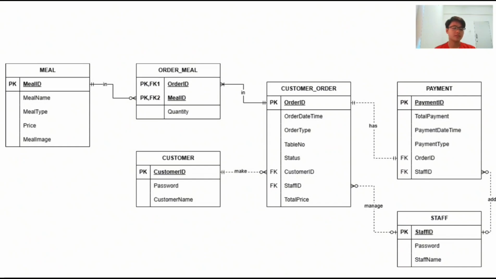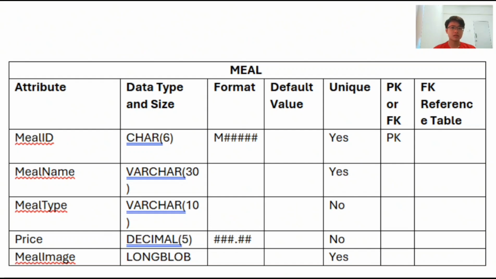A staff can manage 0 or many customer orders, while an order is managed by 0 or 1 staff. Every customer order has only one particular payment, and the staff is adding 0 or many payments. The payment is added by 0 or 1 staff. Now we will look into the data dictionary table.